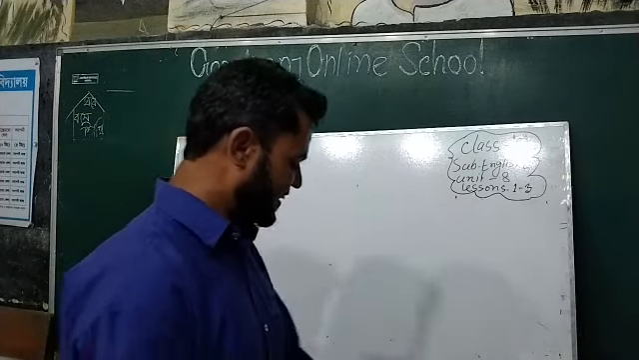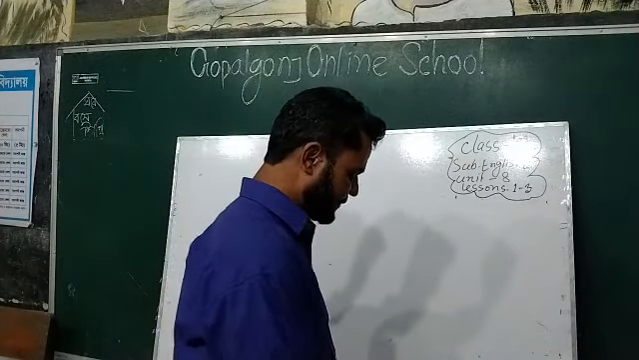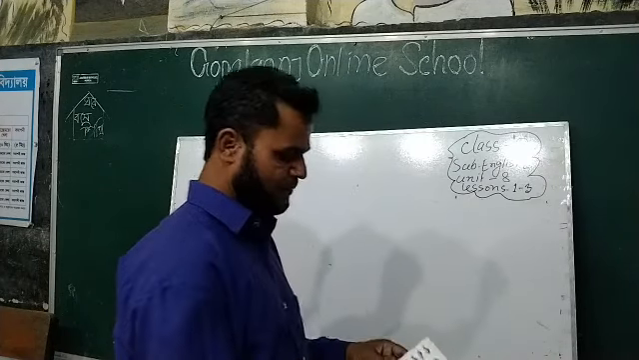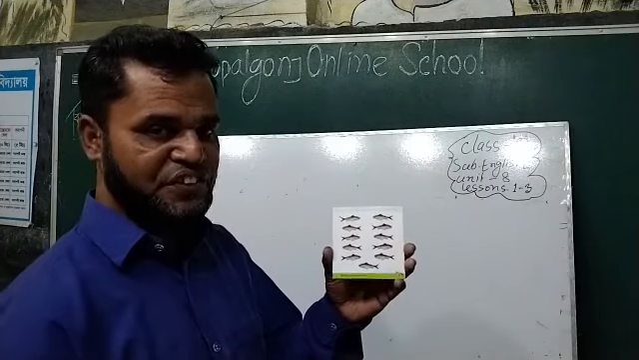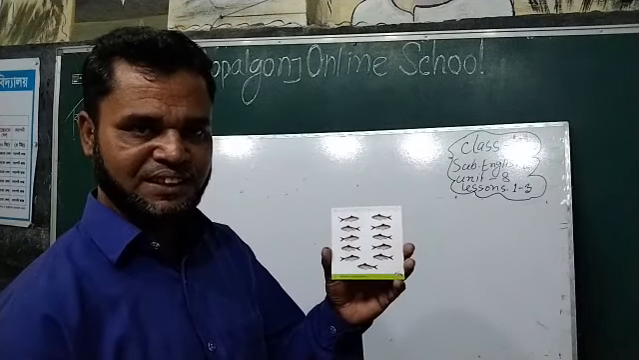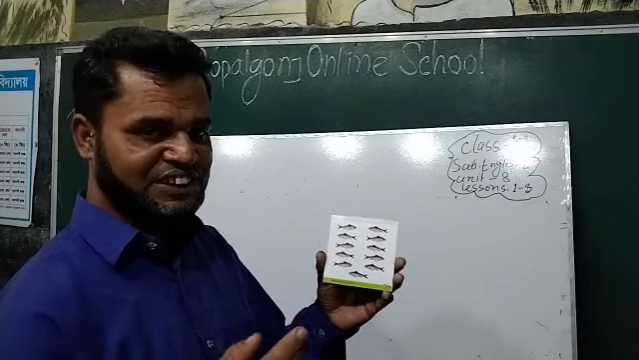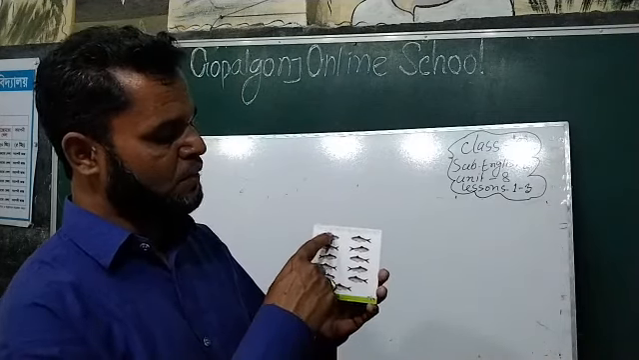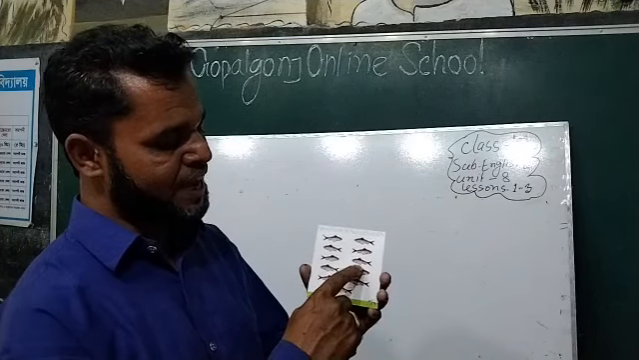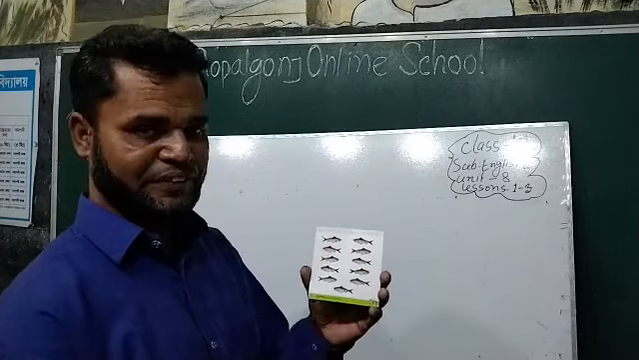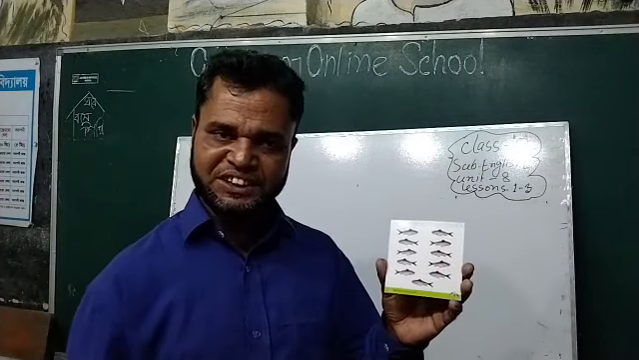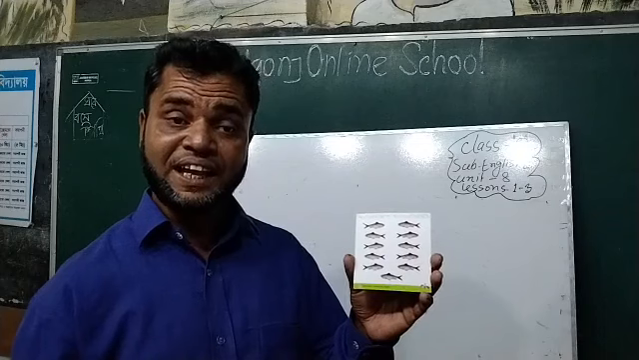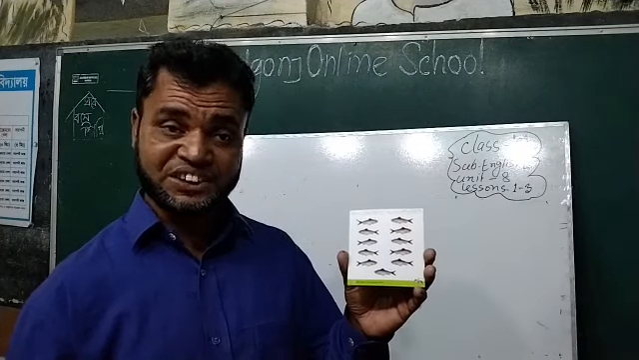So, students, let's see another picture. How many fishes are in this picture? Students, let's count: 1, 2, 3, 4, 5, 6, 7, 8, 9, 10, 11. How many fishes in this picture? Yes, there are 11 fishes in this picture.